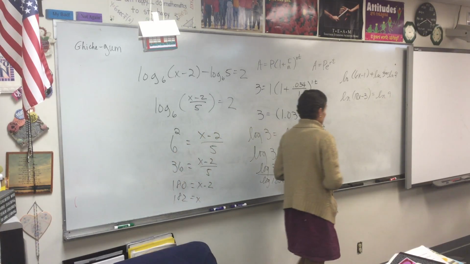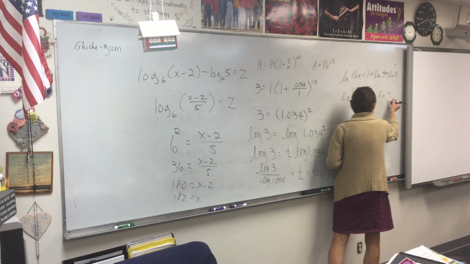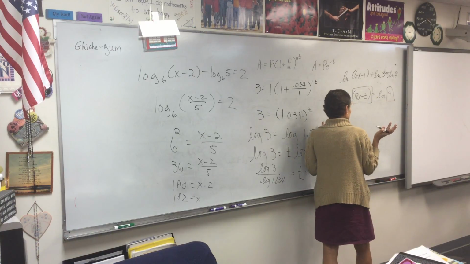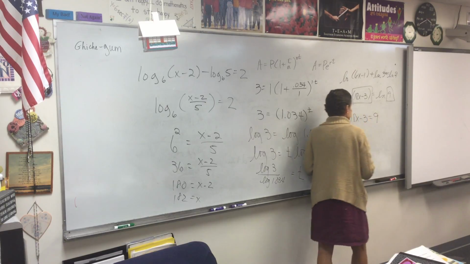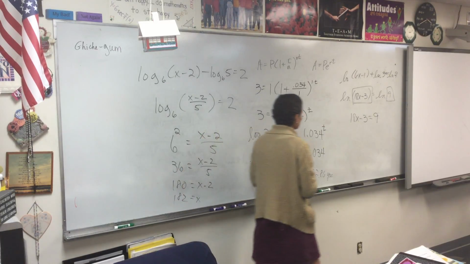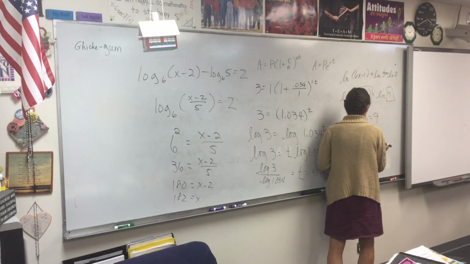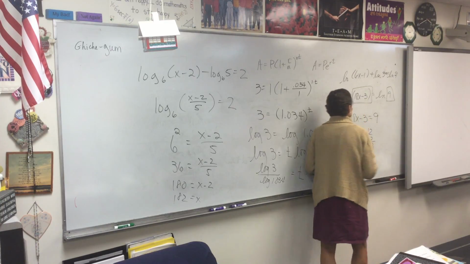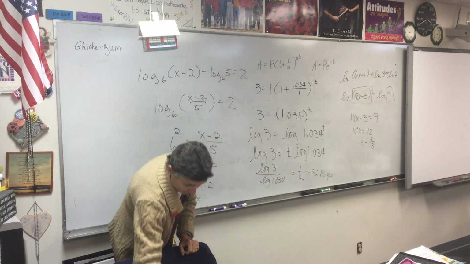Now, ln this equals ln this. So the ln's are gone, and these two things equal each other. 18x minus 3 equals 9. So 18x equals 12, and x equals what? 2/3? And we're done.